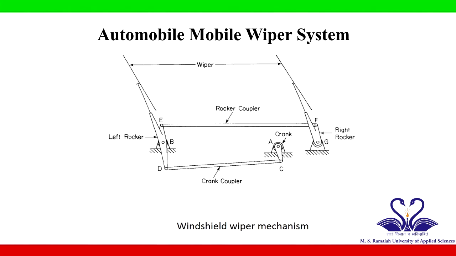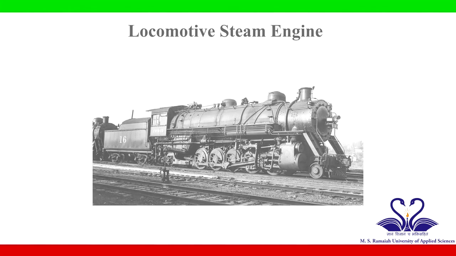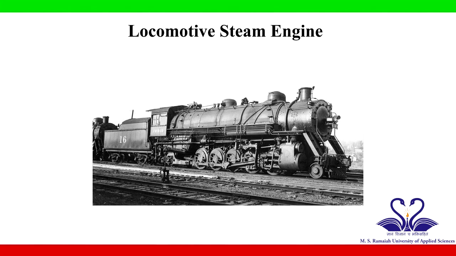In this system, rotary motions are prescribed at joints A and B to achieve the oscillations of wipers through rocker or coupler links. Here, inputs such as motor rotations and corresponding outputs such as wiper oscillations are controlled by adjusting the rocker or coupler link lengths. Let us look at another example, a locomotive steam engine.